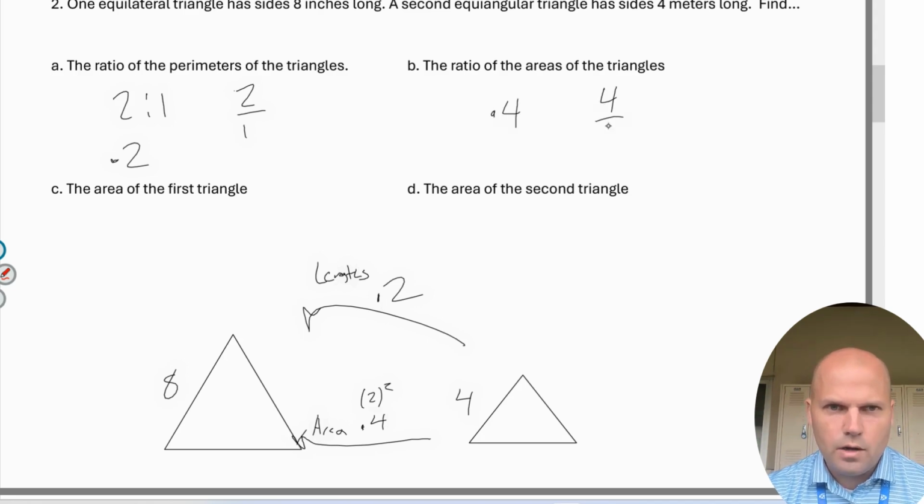Say it's 4 to 1. You could say 4 over 1. You could say 4 to 1. That would be the ratio of the areas. What is the area of the first triangle?